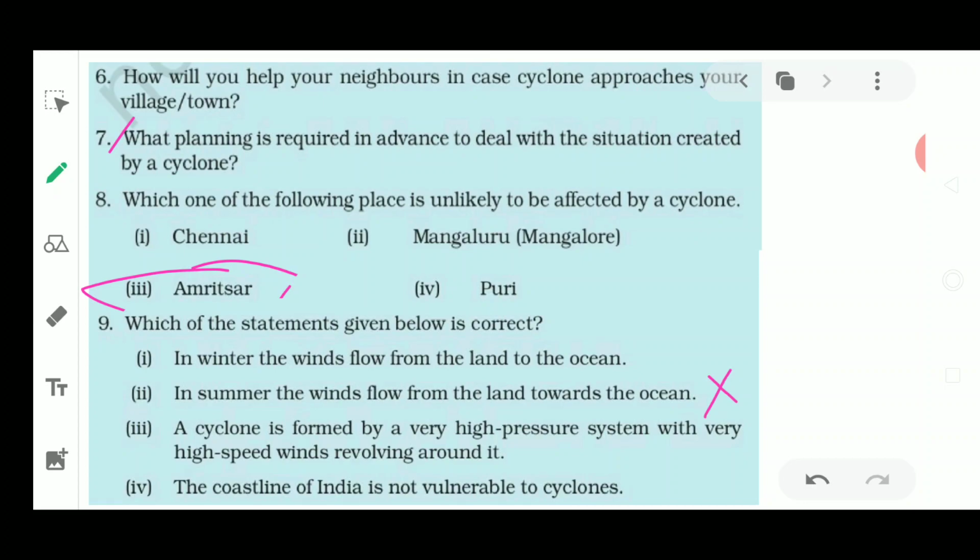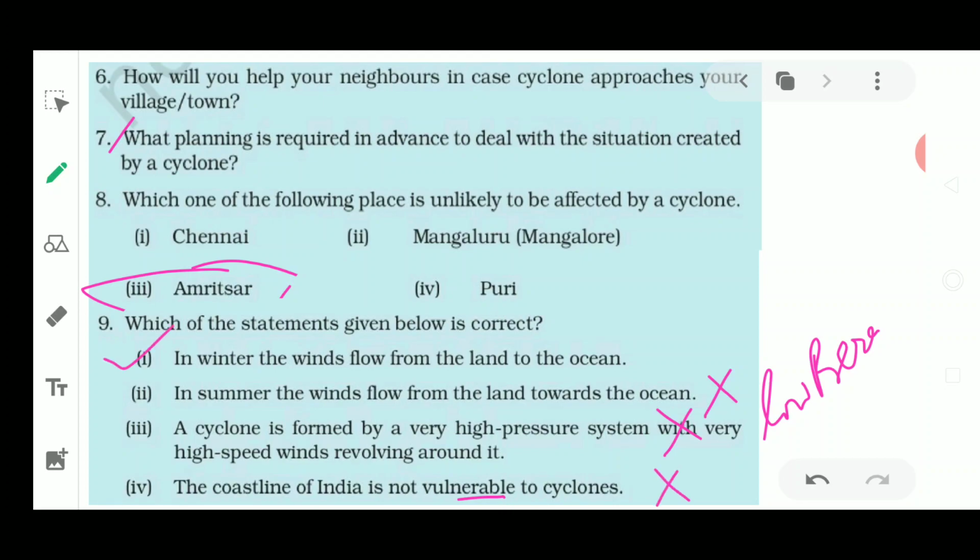Next, a cyclone is formed by a high pressure, means it is formed with a very high pressure system with very high speed winds revolving around it. It is again false because it is created by low pressure. Next is coastline of India is not vulnerable to cyclones. The word vulnerable here tells you about the effect of the cyclone, whether the coastal areas will be affected or not. Yes, they are always at risk of being affected by the cyclone. So again this is wrong.